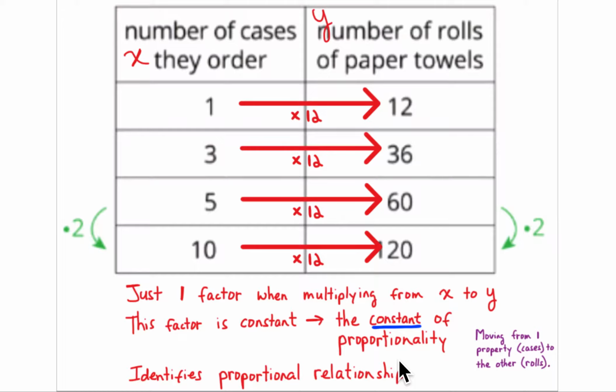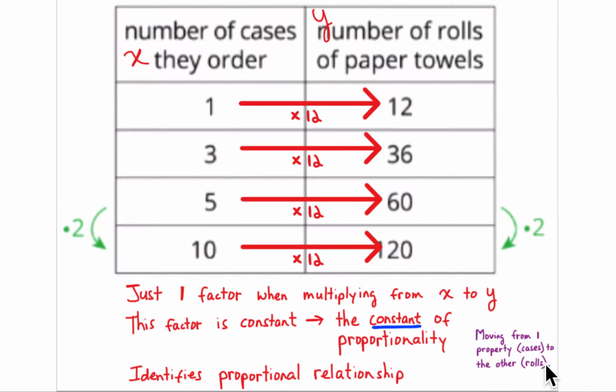The other way to do these problems is to use what's called the constant of proportionality. So you multiply each number by 12. That's the constant that's related. So 1 times 12 equals 12. 3 times 12 is 36. 5 times 12 is 60. So just one factor when multiplying from x to y. So the factor is constant. It's the constant of proportionality.